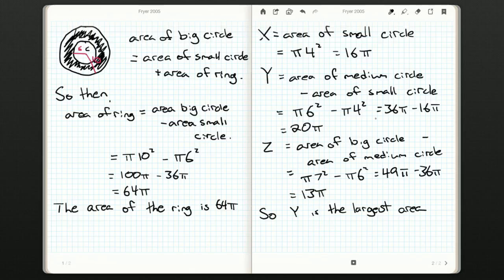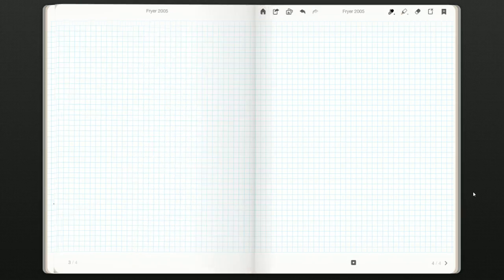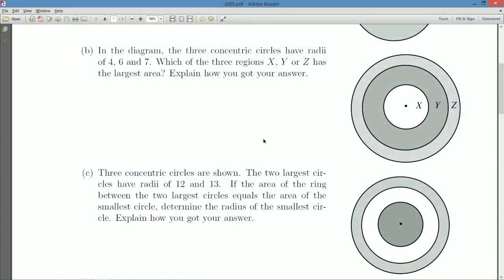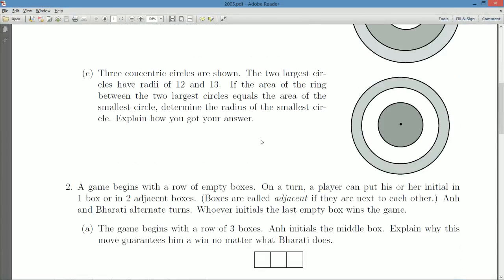Okay. Now there's a C part to this question, so we're going to need ourselves another piece of paper. And let's take a look at C part. Alright. 3 concentric circles are shown. The 2 largest circles have radii of 12 and 13. If the area of the ring between the 2 largest circles equals the area of the smallest circle, determine the radius of the smallest circle. Explain how you got your answer.